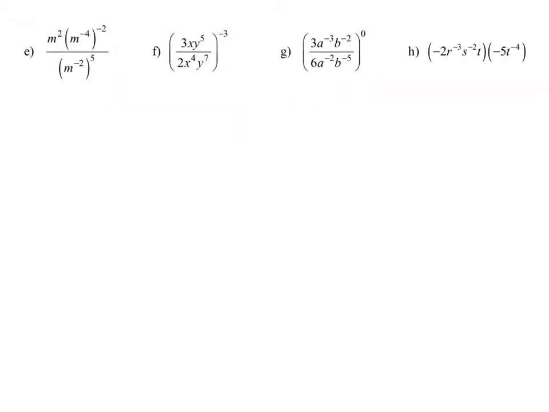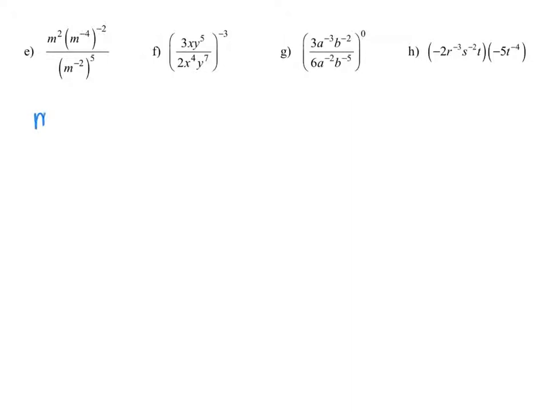Okay, let's continue on with these examples. We're going to use the power rule first. In the numerator, we have m squared times the quantity m to the negative 4 to the negative 2 power, and in the denominator, we have m to the negative 2 to the fifth power.